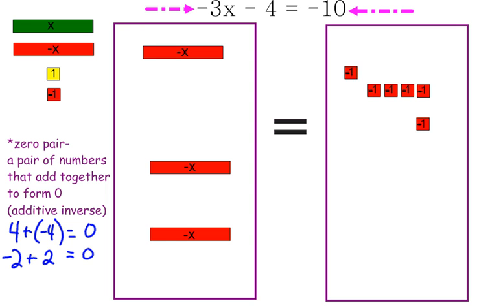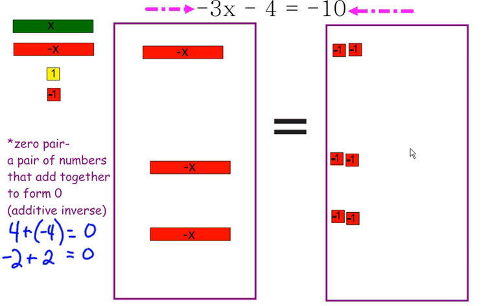So the first captain chooses this, second captain chooses this, third captain chooses this, first captain, second captain, third captain.